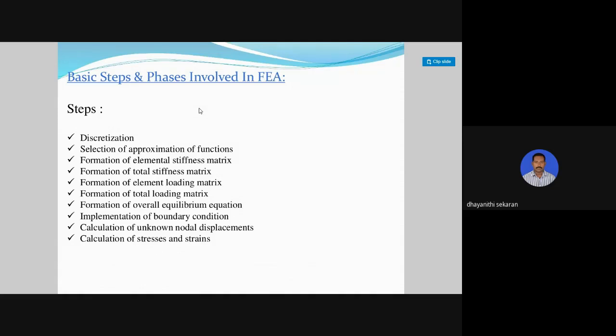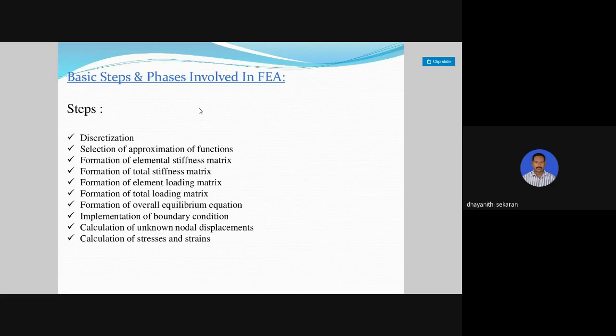Step eight. Solution for the unknown displacement. Solution of the unknown displacement by using Gauss elimination method or Gauss Seidel method. We are finding the unknown values like A1 and A2 values. Okay, that is called eighth step.